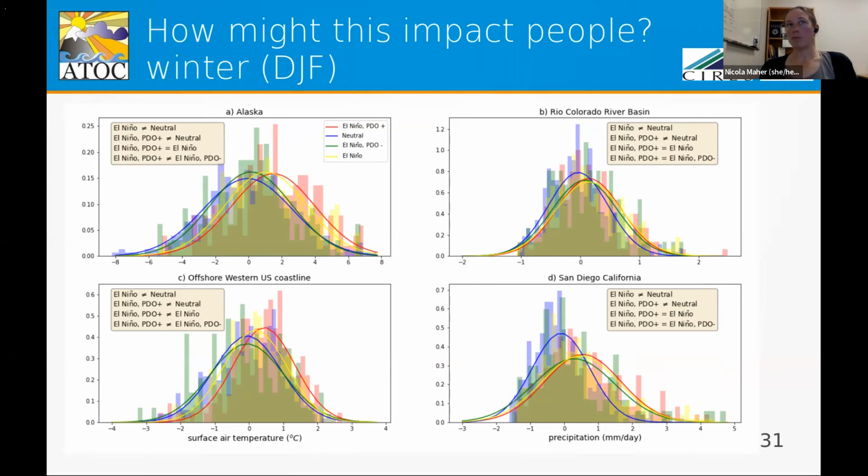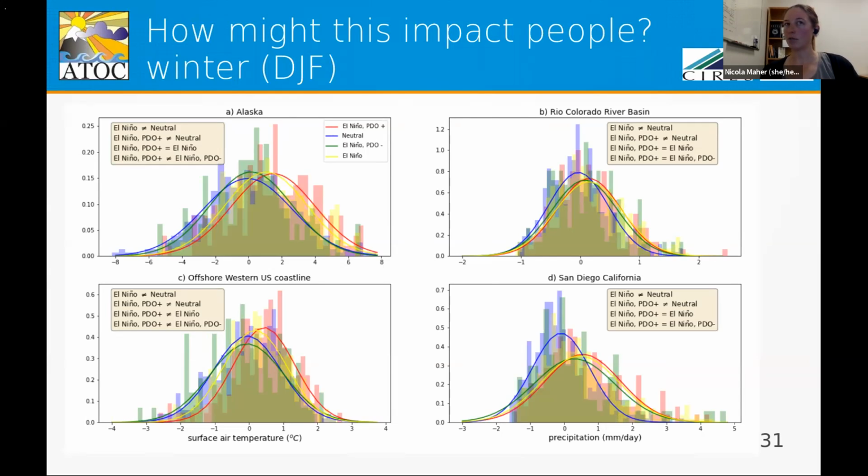On the right, I'm showing two regions. On the top, the Rio Colorado River Basin for precipitation, and the bottom, San Diego, California. And you can see in this case, the colored lines, the red, yellow, and green compared to the blue, show that El Niños shift the distribution. And you can really see that over San Diego in the bottom right, where the distribution is really shifted by an El Niño compared to a neutral year.